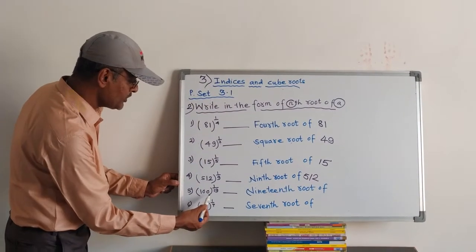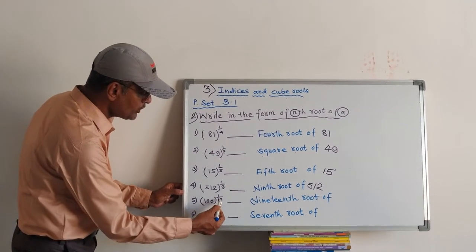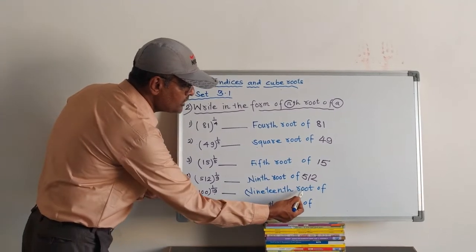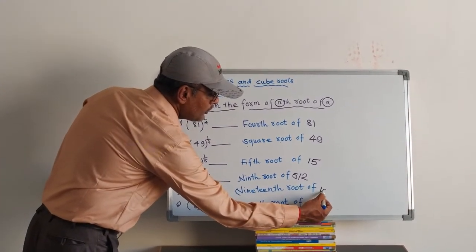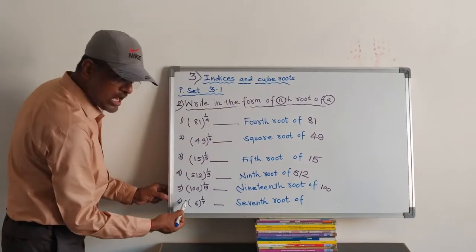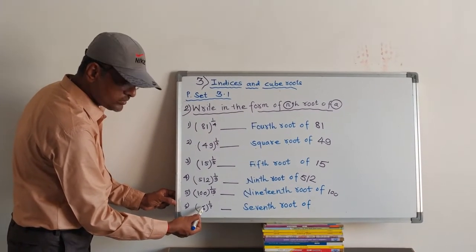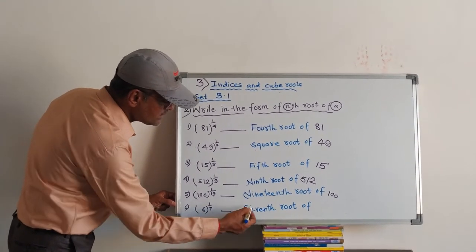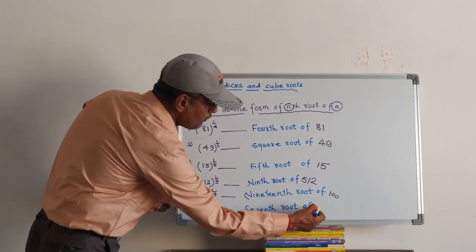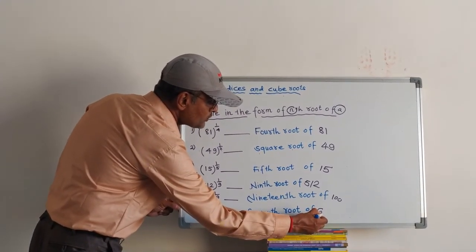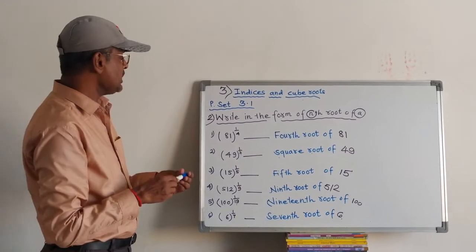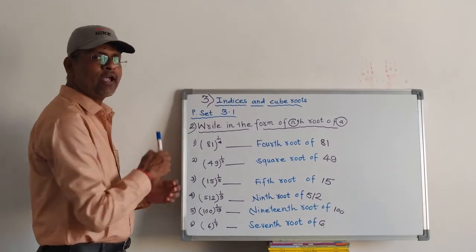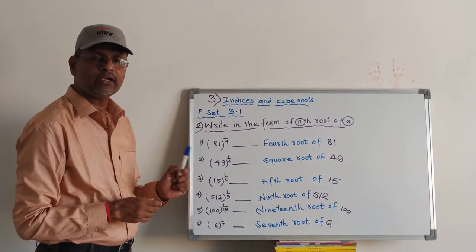Next example, 100 raised to 1 upon 19. That means it is 19th root of 100. 19th root of 100 here. And the last example, 6 raised to 1 upon 7 as 7th root of 6. So I have written here 7th root of 6. So here we come to the end of example number 2 from problem set 3.1. You can practice these examples in your practice book also.